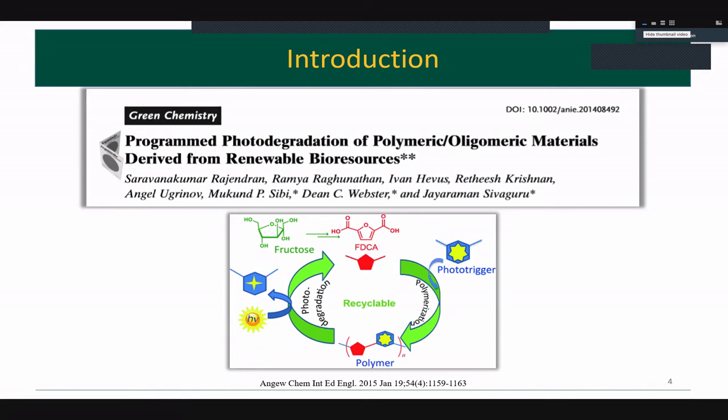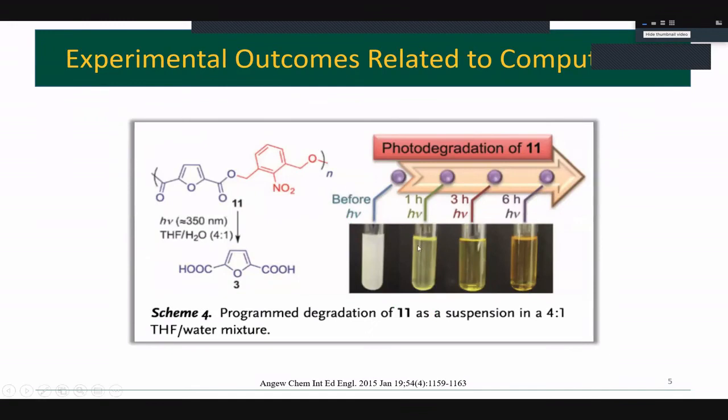In our work, we're just going through this first process, the photodegradation process, to see if we can get the same outcomes as they have, or at least relate it, or see what sort of mechanisms cause this degradation process. A little closer look: the molecule that we're going to be looking at in particular is this nitrobenzyl group connected to the FDCA unit. During their photodegradation process, they were able to decompose it and recover the FDCA.